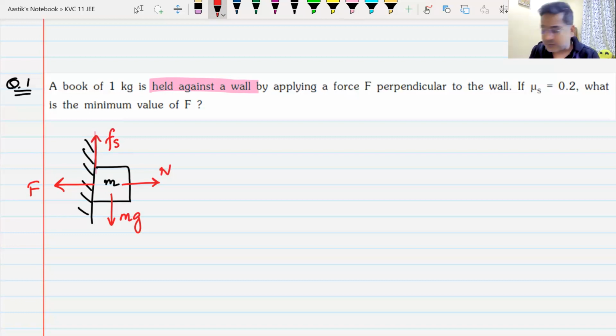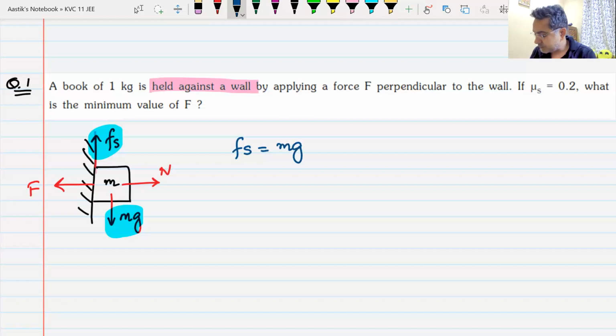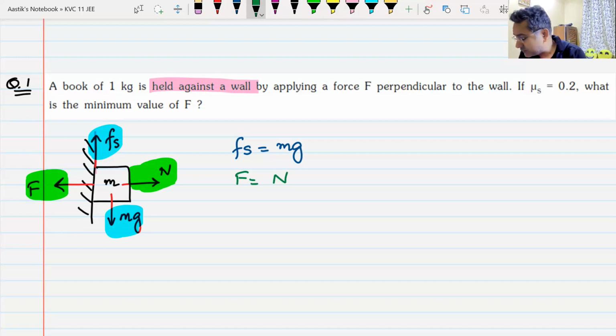So that is what you have to find out. Now, how do you go about it? The book has to remain like this. If the book has to remain like this, it cannot go up or down. So your static friction, the blue equation, should be equal to mg. And this book cannot move sideways either. So comes the green equation: your normal reaction must be equal to the force. So your F must be equal to the normal reaction, and your static friction must be equal to mg.